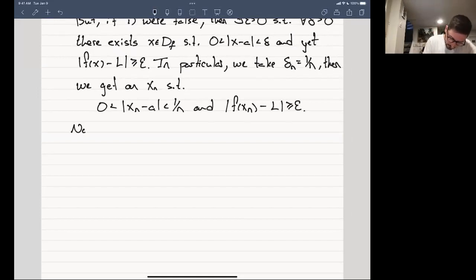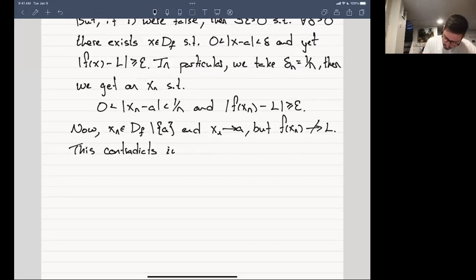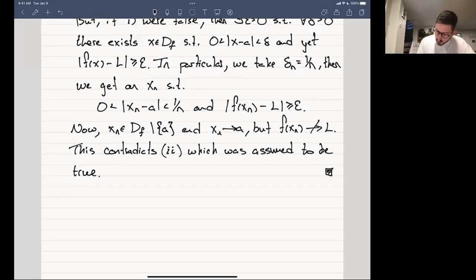But now this tells us that the xn's are in the domain and are not equal to a, and the xn's are converging to a, but f of xn is not converging to L. But this clearly contradicts statement 2. This contradicts statement 2, which was assumed to be true, right? And that's our logical contradiction.